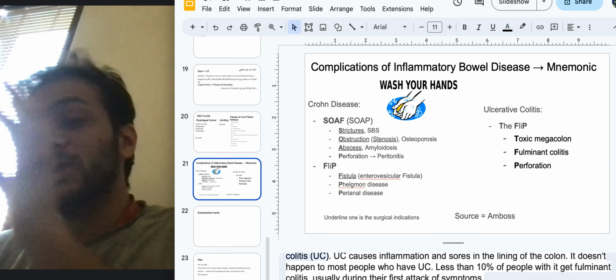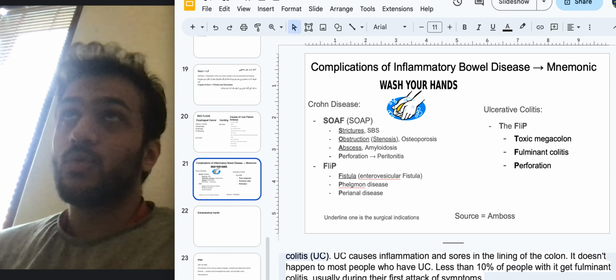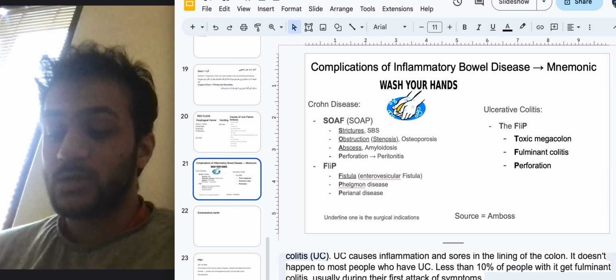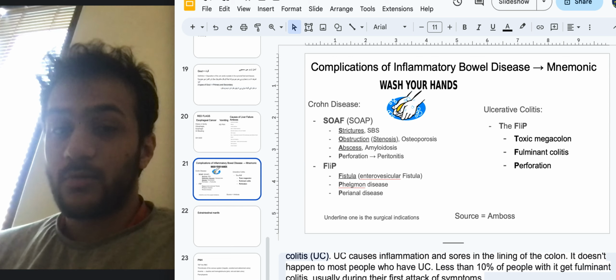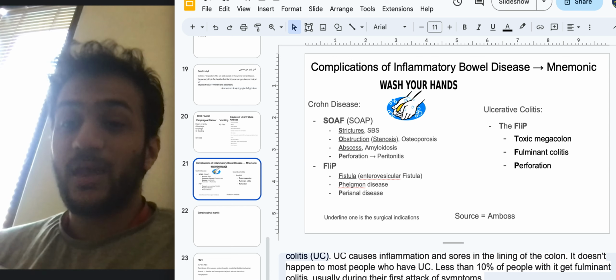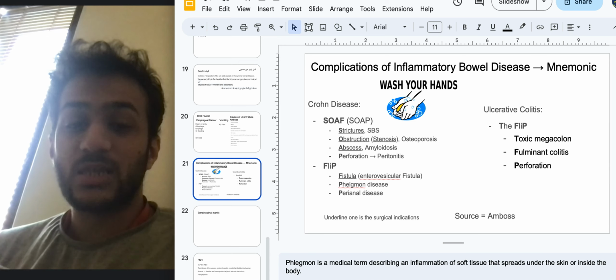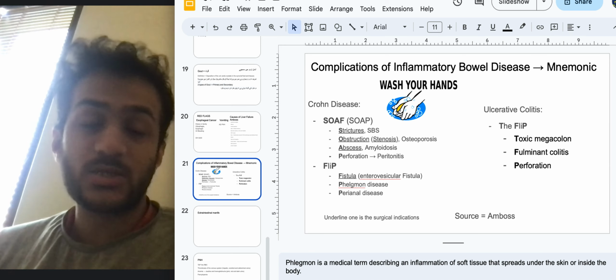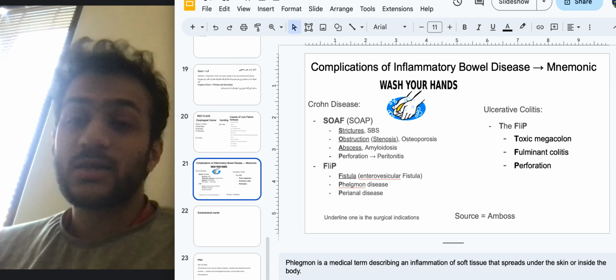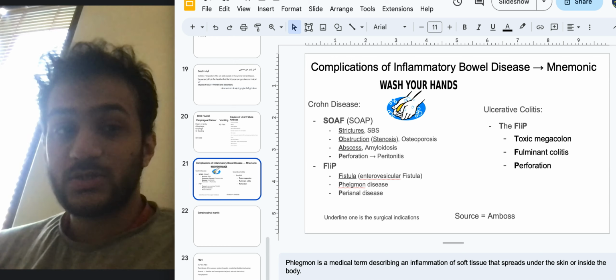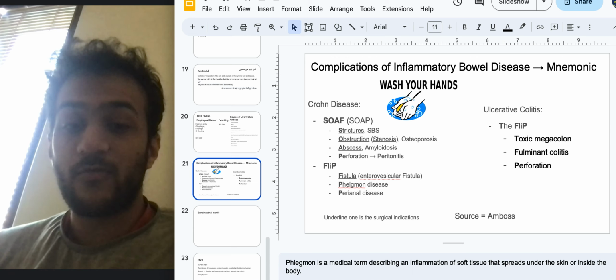So you want to have the GI ones, and then you want to have the non-GI ones. So this is going to be over here. And obviously phlegmon. Just think about this as soft tissue inflammation. So this can spread underneath the skin inside the body. And we have ulcerative colitis. It's going to be the flip. So toxic megacolon, fistulas, fulminant colitis and perforation.